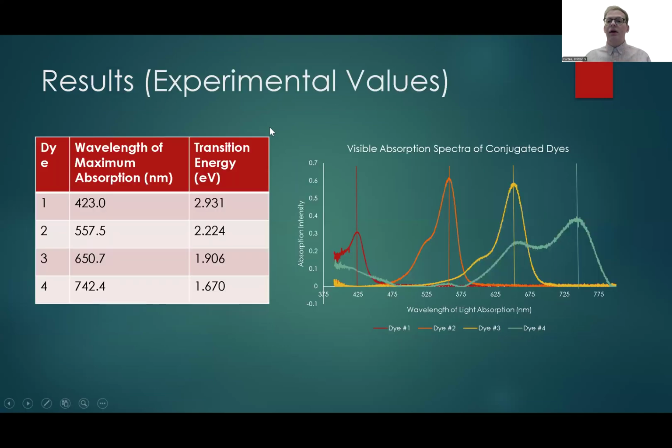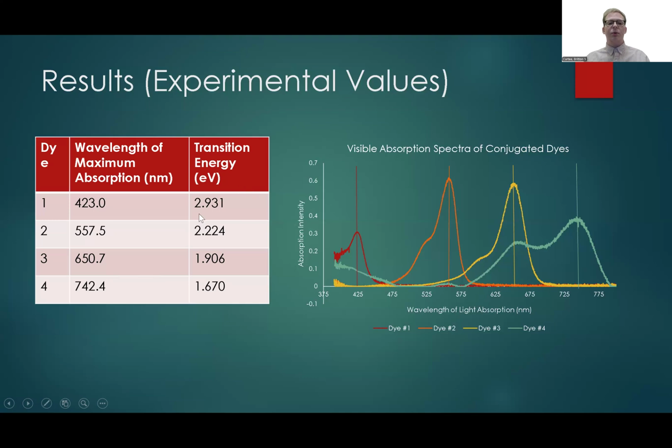And move on to the results we got for those experimental values. So here is our graph of the absorption spectra. Dye number 1 is red, 2 is orange, 3 is yellow, and 4 is green. The maximum wavelengths have been marked on those peaks, and we can see what those actual values are over here. So 423 nanometers for dye 1, 557.5 for dye 2, 650.7 for dye 3, and 742.4 for dye 4.